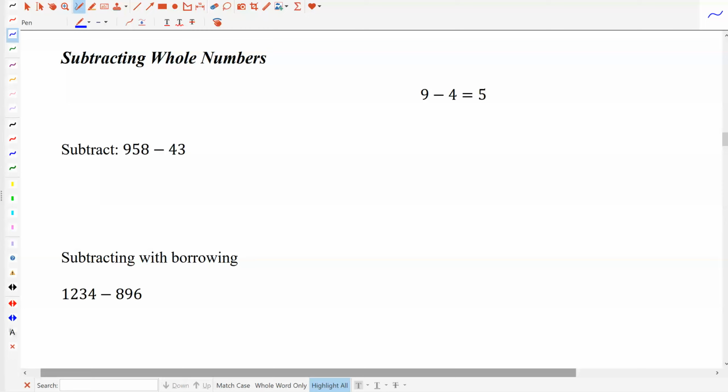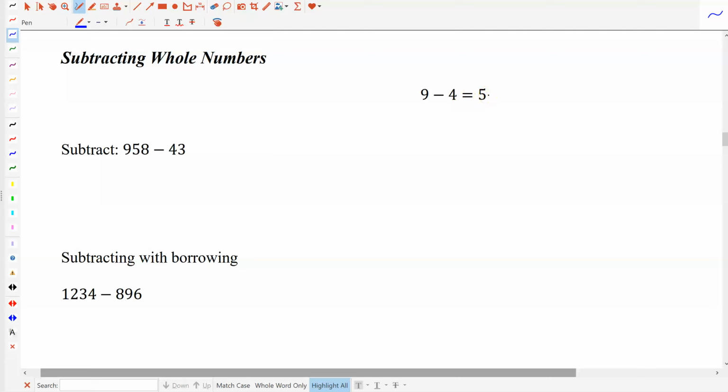Let's review the operation of subtraction. When we're subtracting two whole numbers, in this example I have 9 minus 4 is equal to 5. So again, as when we work with numbers, we give names to all of them.